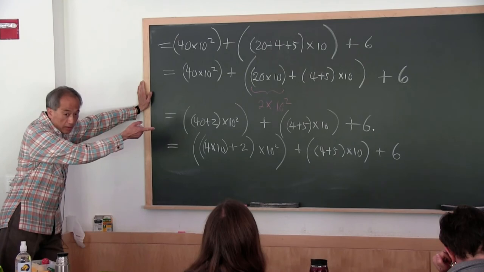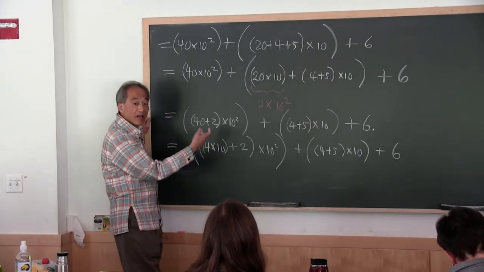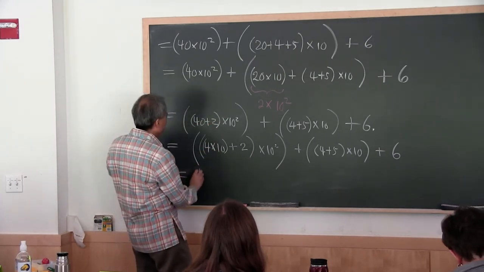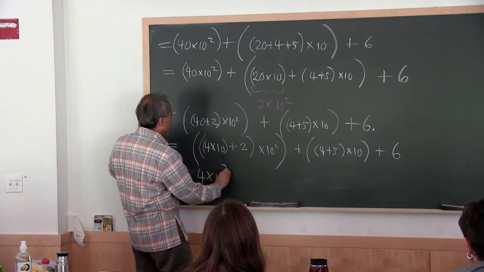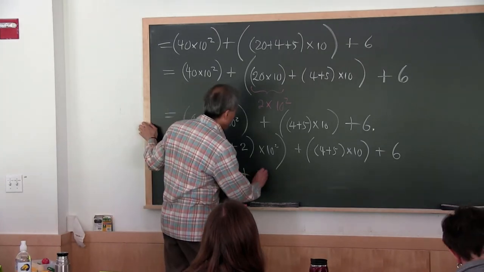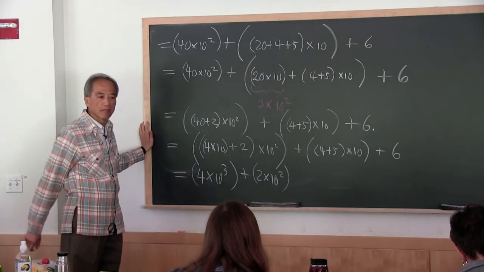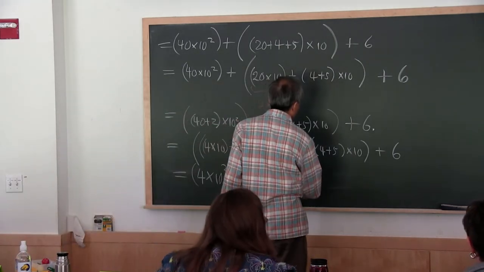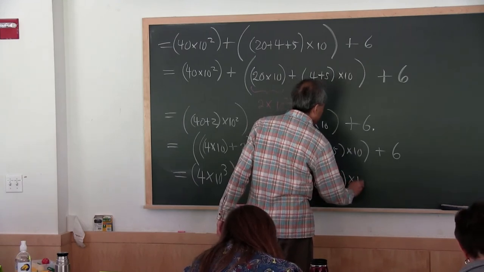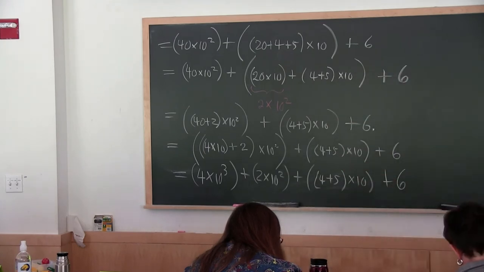But now I can do it because 10 squared and 10, that's 10 times 10 times 10, 3 of them, so 10 cubed, right? So that is equal to 4 times 10 cubed plus 2 times 10 squared plus 4 plus 5 times 10 plus 6. And that's exactly the algorithm.